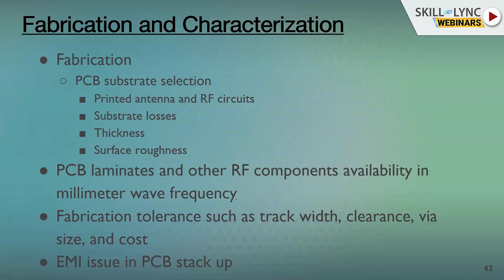And surface roughness and so on, because surface roughness becomes crucial when you talk of millimeter waves, and PCB laminates and so on. Fabrication tolerance is very important. For example, you design a very good, perfect system in the simulation. When you go for fabrication, they say no, we can't fabricate this because of the track clearance and so on, and EMI issues when you stack up the PCBs.